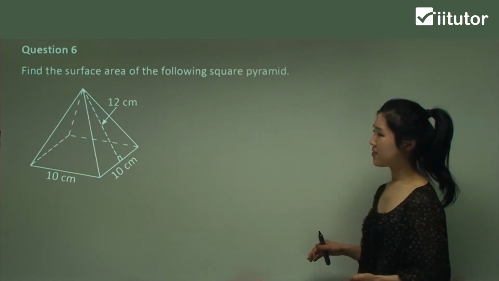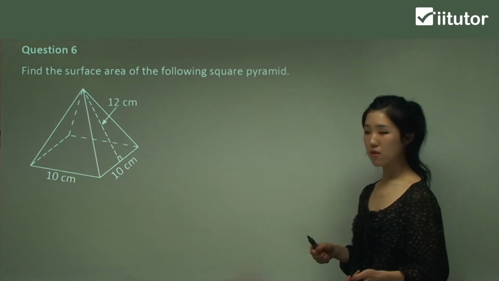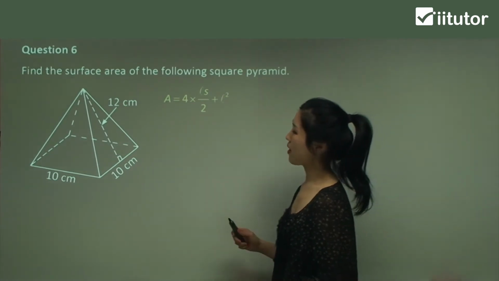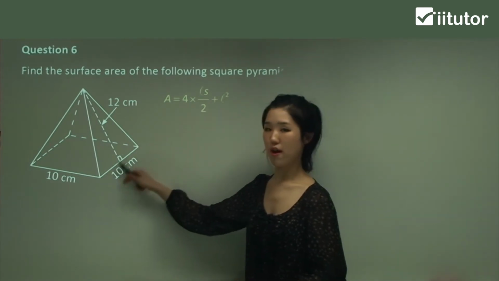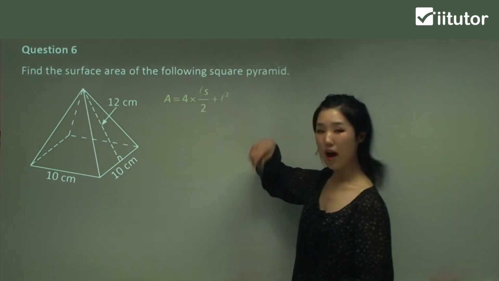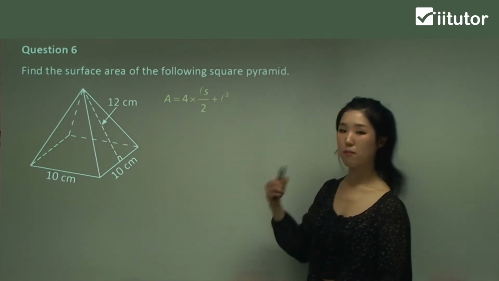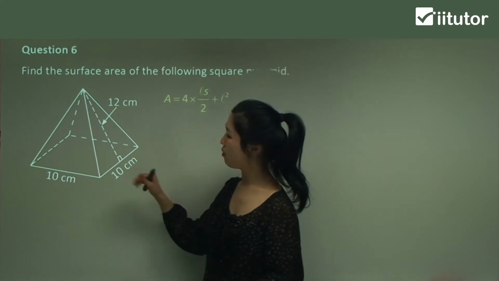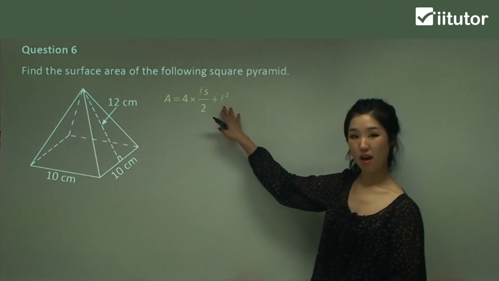Question 6 says, find the surface area of the following square pyramid. That's our square pyramid. We know that that's the formula. So I'm going to go ahead and put our values in. Our L is the length of the triangle base, and S is the height of the triangle, which is the slant height, 12. We divide that by 2 because that's the formula for the area of a triangle. We multiply it by 4 because there are 4 triangles, and we add it to L squared.